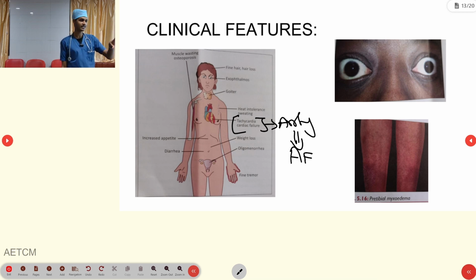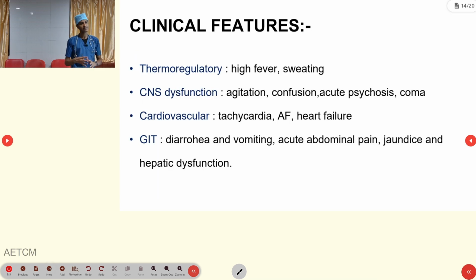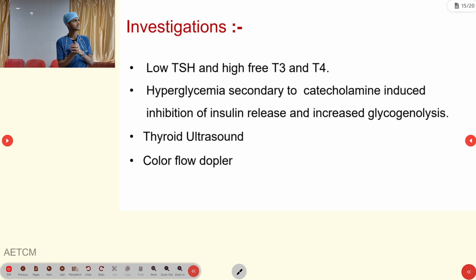Okay. And then weight loss will be there because of the increased metabolism, increased appetite, diarrhea will be there because of the increased motility of the gut, and then oligomenorrhea will be there, that is irregular menstrual period, and then fine tremors. So those are some clinical features that we can see. So again the same thing, only high fever, sweating, mental status or CNS related agitation will be there, confusion, acute psychosis, coma, tachycardia, atrial fibrillation, heart failure, everything. So what we told, we explained in the picture.